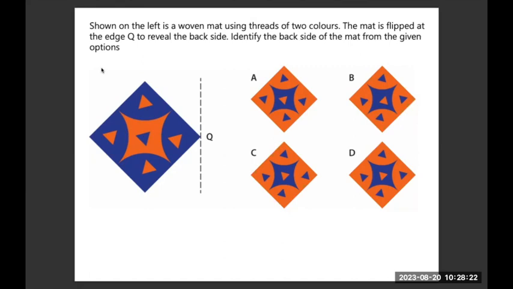All right. So when the mat is flipped along this edge, the Q edge, which is shown here, which means a mirror is in hold. Along this axis, you have to find the mirror of this, basically, because it's flipped along this vertical axis. Identify the back side of the mat. In this case, please remember, don't solve the whole thing together. Look at the options first. Identify the part which is prominently different, and then go towards finding the answer.